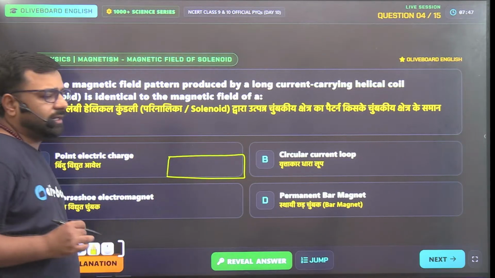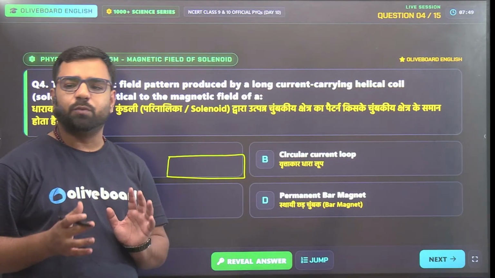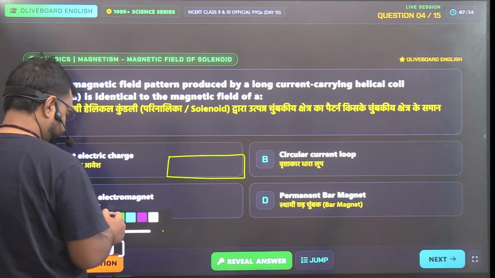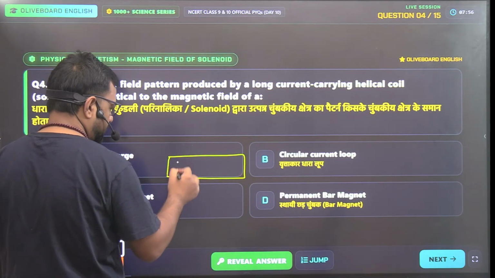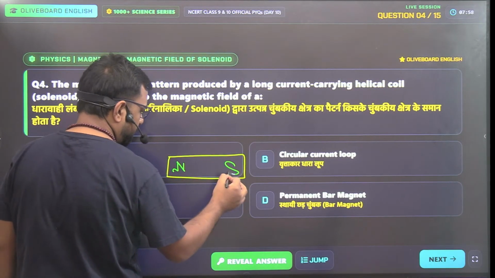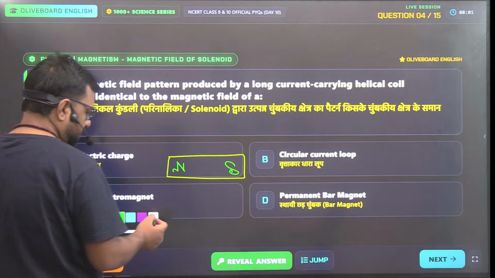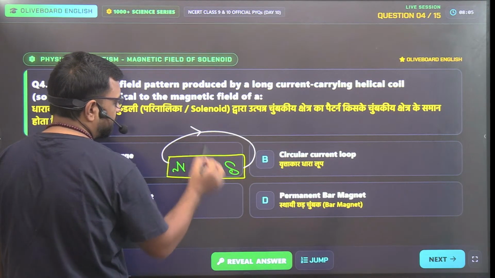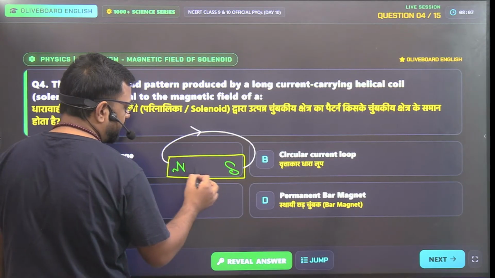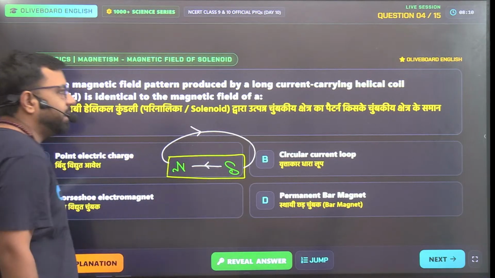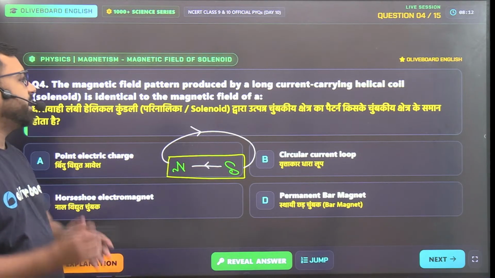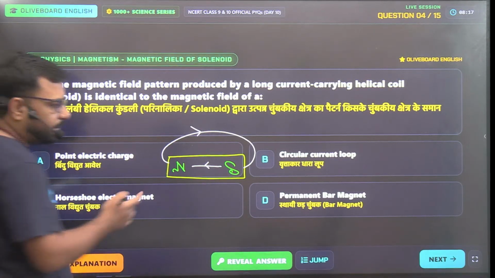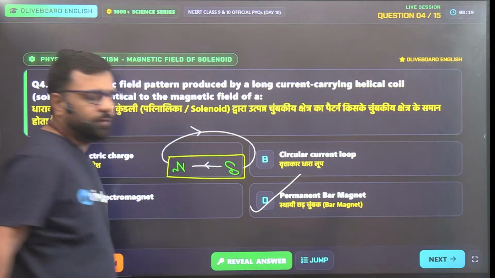And bar magnets actually exist with the two poles always, right? Here, this is the north pole and this is the south pole. And always remember that magnetic lines of force actually move from north to the south outside the magnet and within the magnet south to north, right? So yes, the magnetic field pattern produced by a long current carrying helical coil, that is solenoid, is identical to the magnetic field of permanent bar magnet, and we can go with option number D.